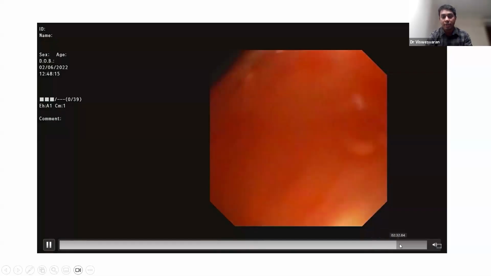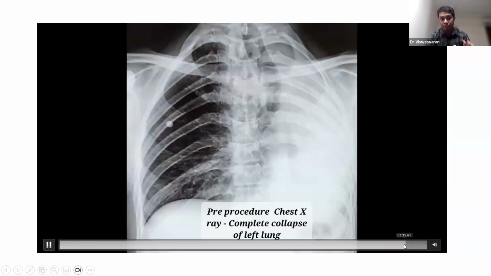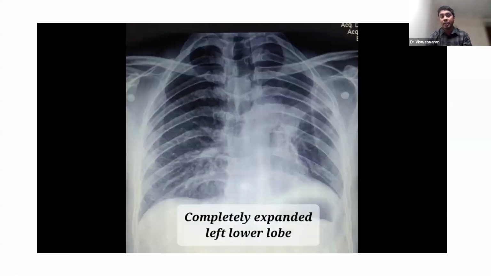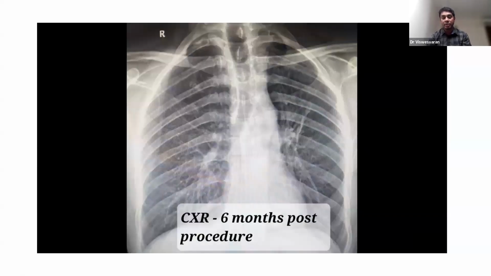And to our surprise, you can see that the X-ray, which was like this, immediately post-procedure, the patient had a complete expansion of the left lung. And even at the end of the 6 months, there is complete expansion. And now the patient is on 2-year follow-up with no residual stenosis. But this is a very rare case. There are instances where, because of the complete stenosis of the left main bronchus, you will not be able to retrieve the distal lung as well.